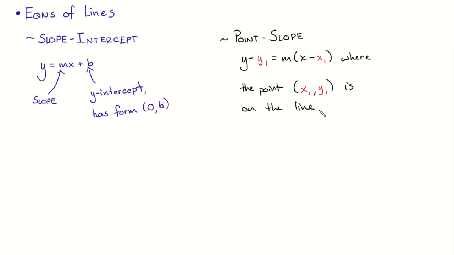Okay. Now, let's jump in. Two forms. Now, there is a third form that we're not going to cover in here. It's ax plus by equals c, and eventually we might cover it, but we don't need it today.